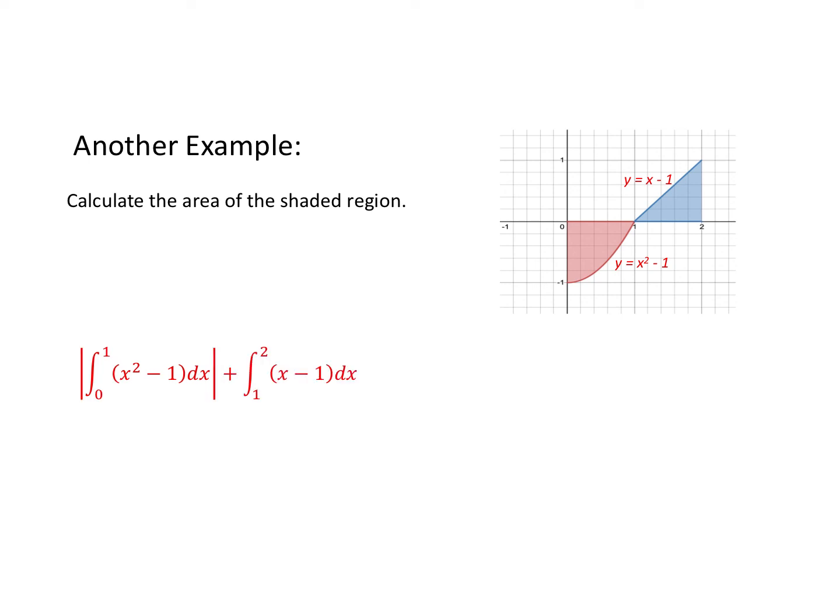And as in the previous example, I have to add the area of the blue portion, all right? So that's the integral from 1 to 2 of x minus 1 dx. So if I calculate the integrals in each of these cases, and plug in the values, the first one from 0 to 1, the second one from 1 to 2, and crank out the numbers, I come out with the calculated area of the shaded region being 7/6.